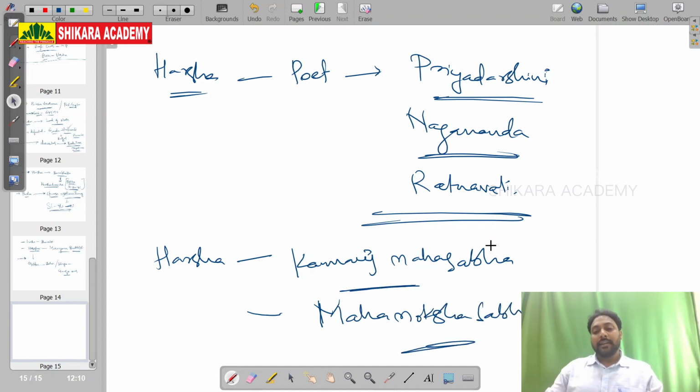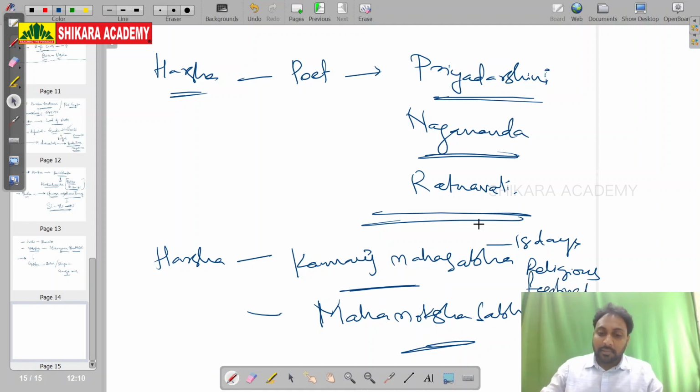Kannauj Mahasabha was an 18-day religious festival, and Mahamoksha Sabha was a charity festival. In Mahamoksha Sabha, he brought in a charity system: once every 5 years, Harsha would donate his entire property.